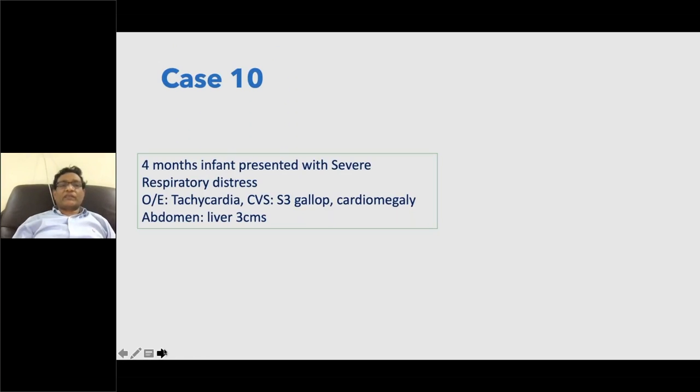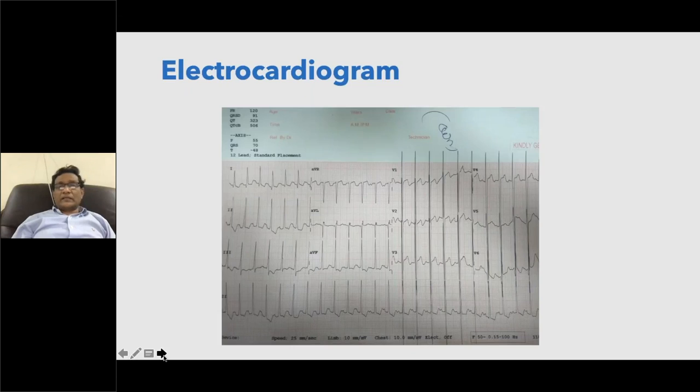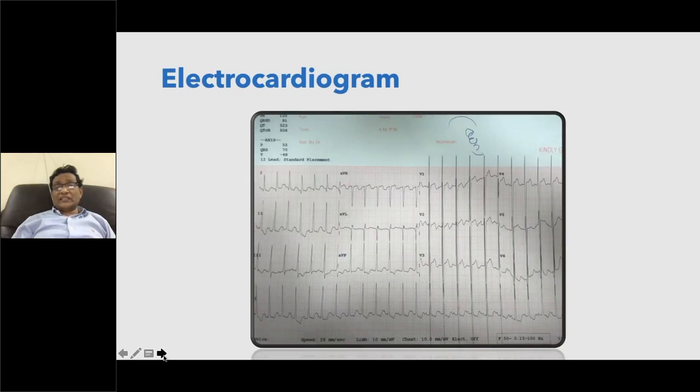This is a 4-month infant presented with, I may stop after 1 or 2 cases, severe respiratory distress, gallop, and cardiomegaly. You can see the heart. This patient came from Bijapur, Karnataka. So the findings are on ECG.